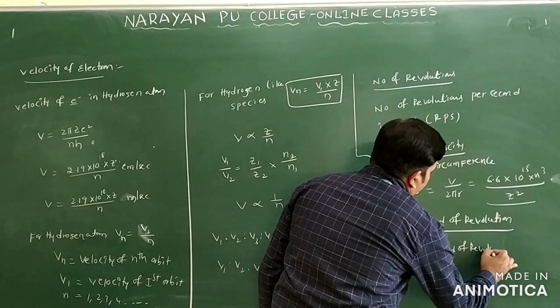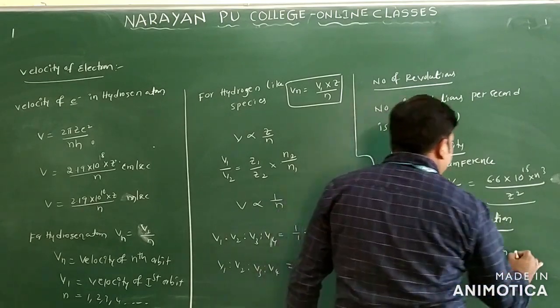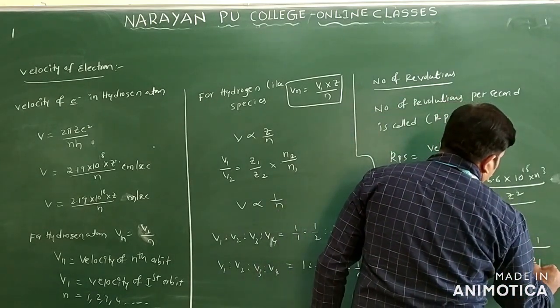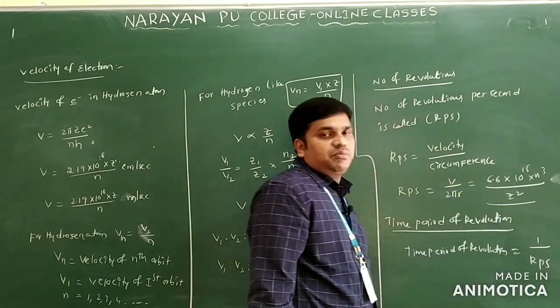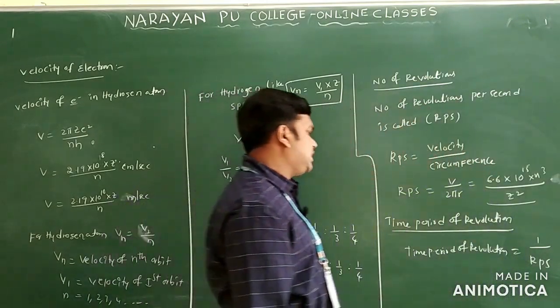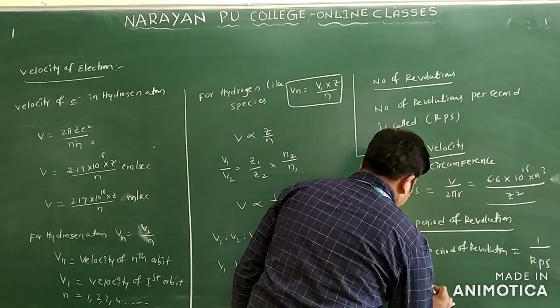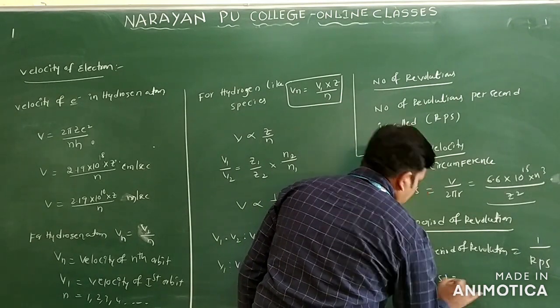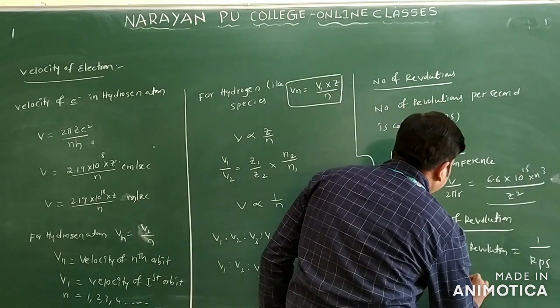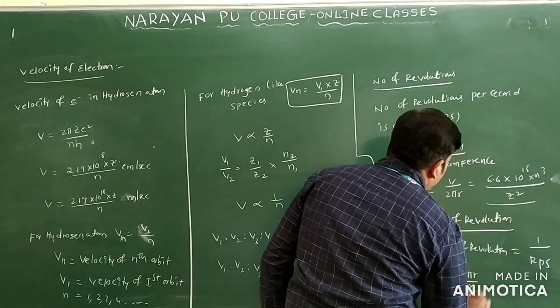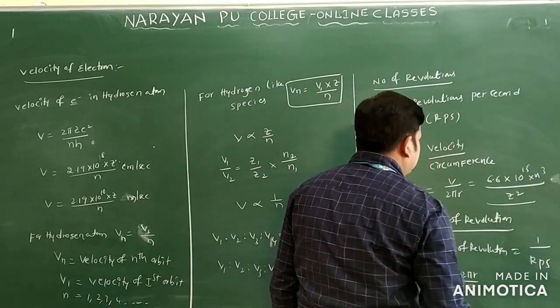Time period of revolution is inversely proportional to revolution per second. Revolution per second only. So we will write here time period of revolution, that is equal to 2 pi r by v, you are getting.